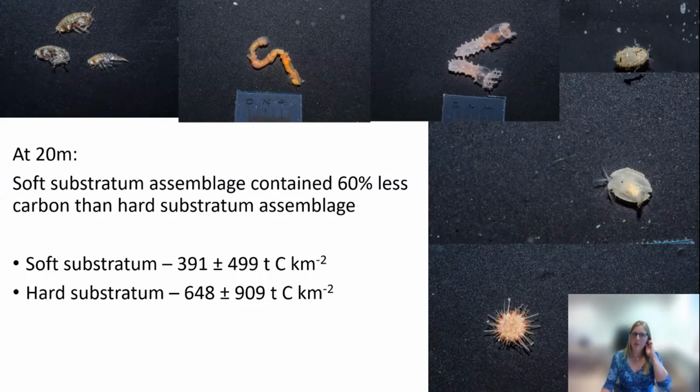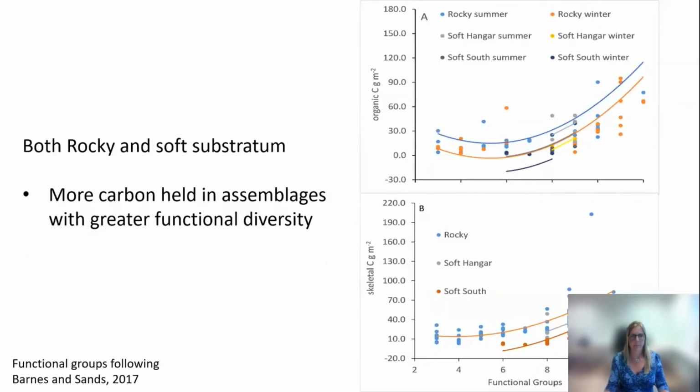Back in the lab, the animals were identified to lowest taxonomic units. Here are a few examples of the little critters. Clockwise from top left, you have the amphipods, then you have annelid worm, sea cucumber, isopods, chimatia, and a sea urchin. Animals were also weighed and organic and inorganic mass measured.